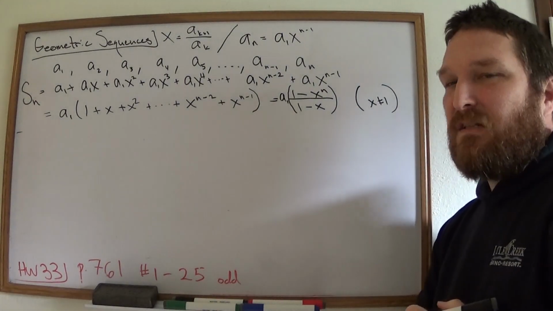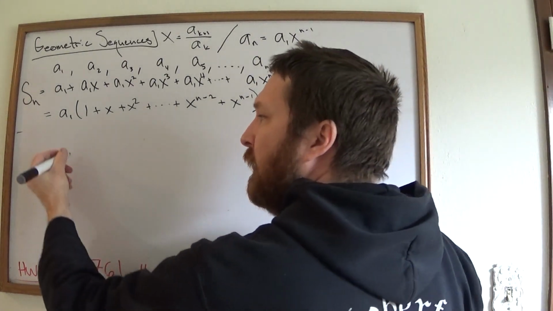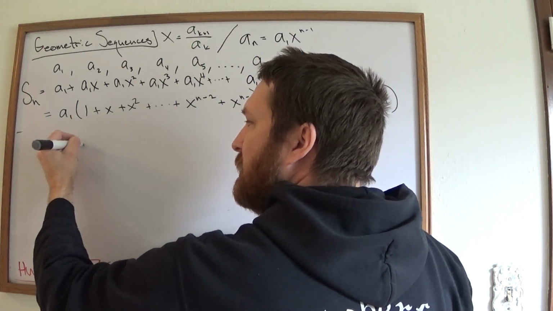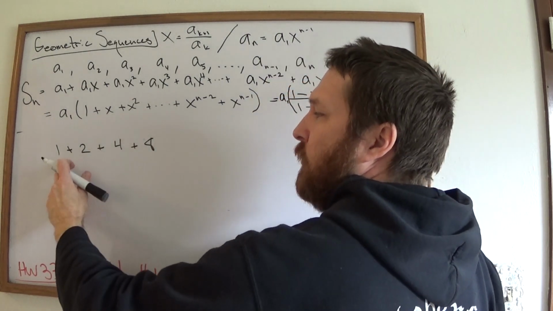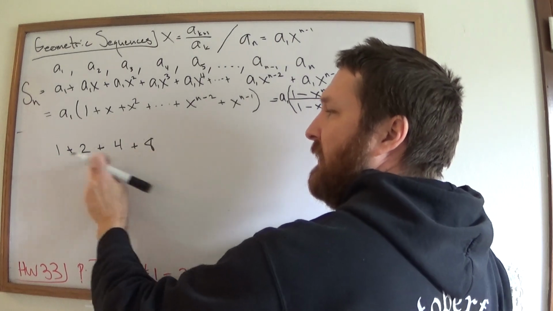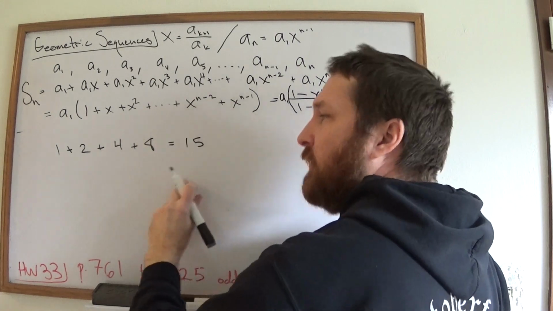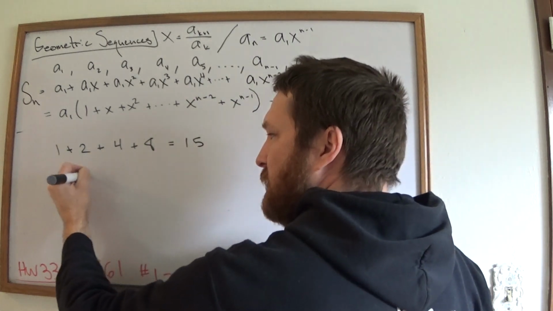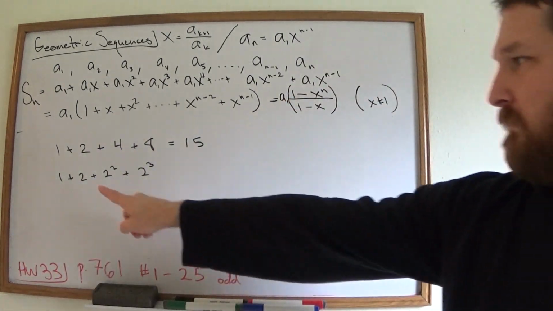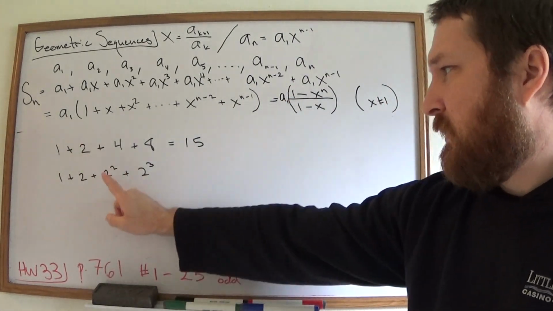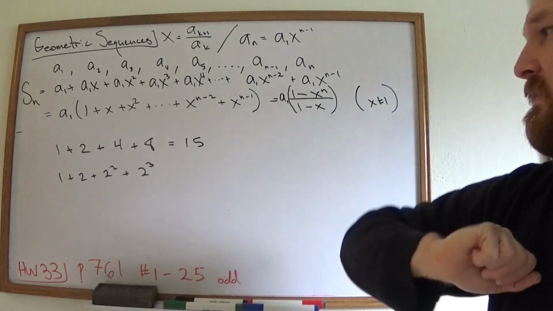Now let's just verify this for something. Let's say that x is equal to 2. And I want to do this: 1, 2, how about 4, how about 8? So 1 plus 2 plus 4 plus 8. That's 10 and 5, that should be 15. You'll notice why I chose those, right? That's 1 plus 2 plus 2 squared plus 2 cubed. Let's just make sure. 1, yes. 2, yes. 2 squared is 4. 2 cubed is 8. That sum should be 15.